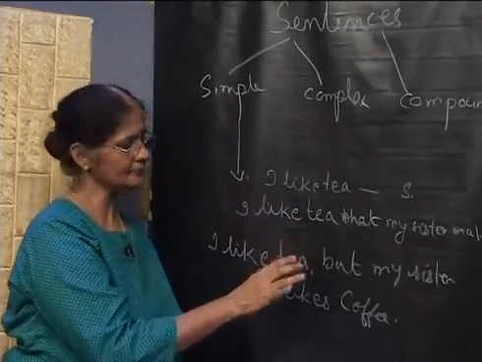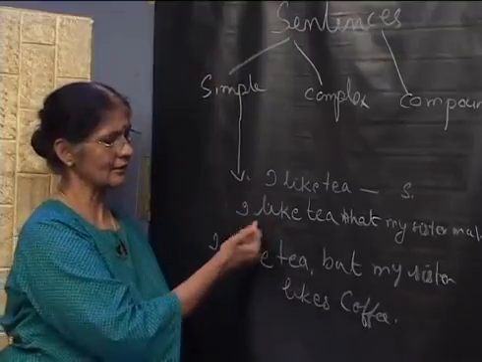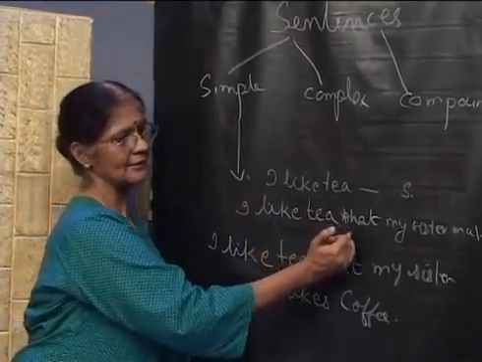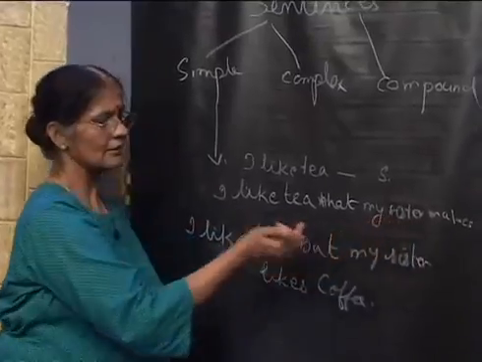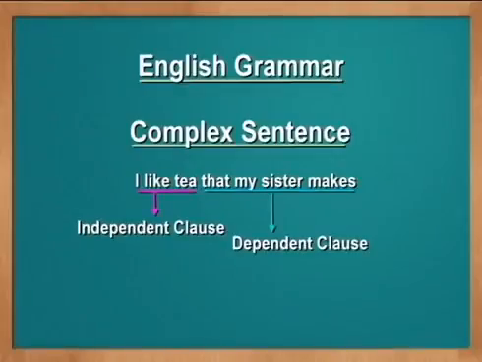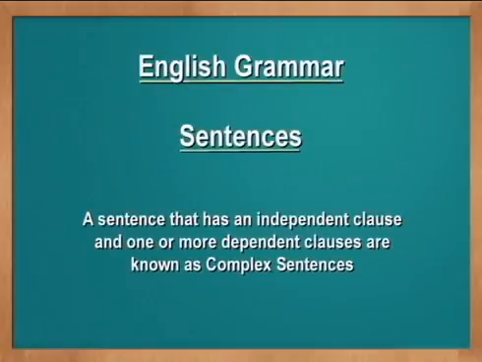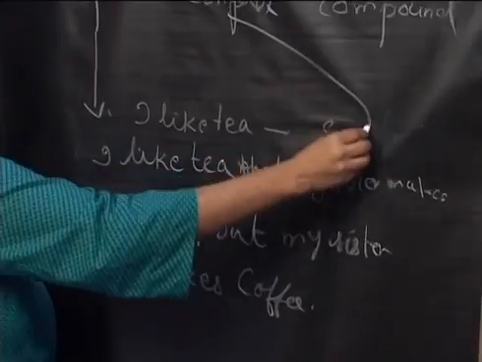I like tea. When you come to the next sentence, I like tea that my sister makes. Here you have "I like tea," which is an independent clause, as well as "that my sister makes," which is a dependent clause. So, a sentence that has an independent clause and one or more dependent clauses is known as a complex sentence.